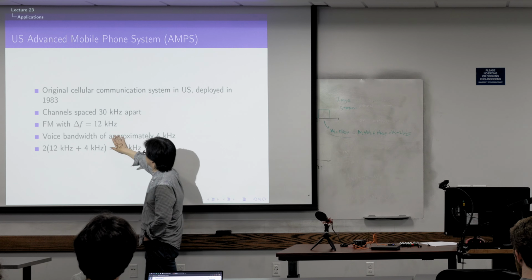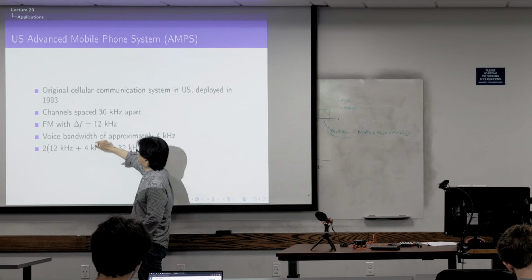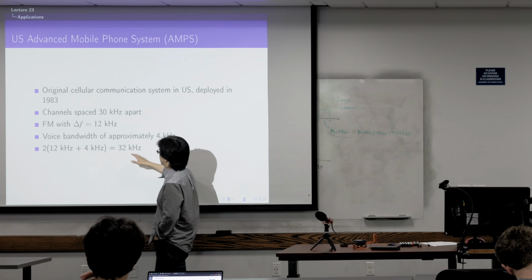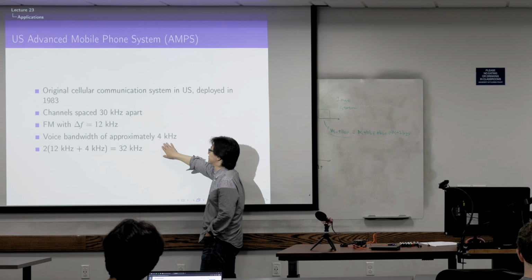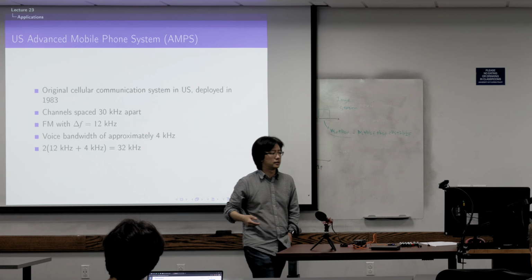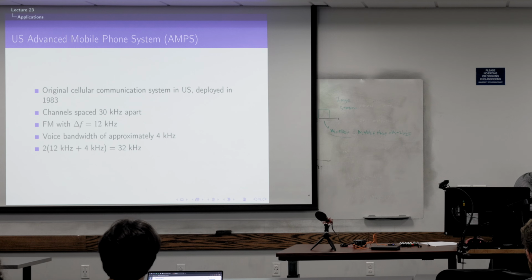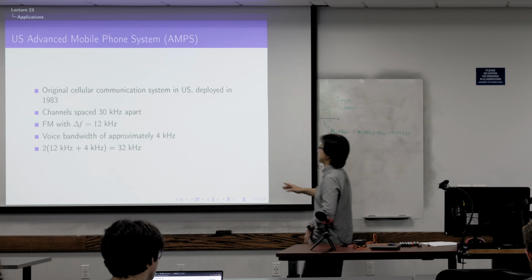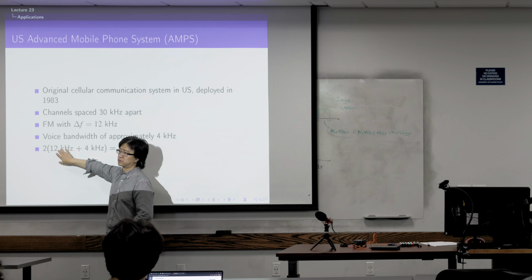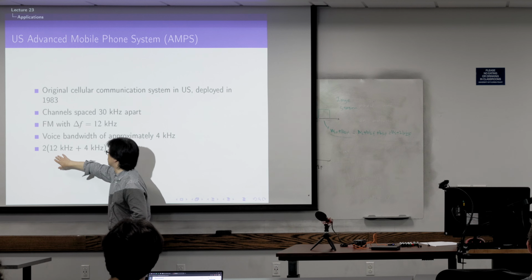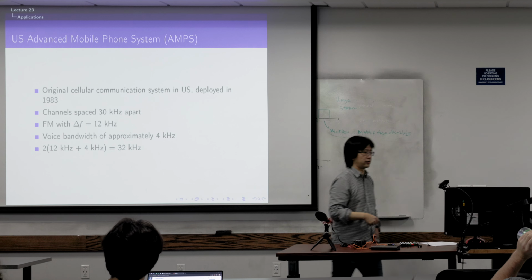In this case, the channel is based at 30 kilohertz, and we have a delta F of 12K. The voice bandwidth is generally 4K, and as we're going to see later, if we want to sample that, we need 8K. Since 4K compared to 12K is not negligible, we have to use Carson's rule to compute the bandwidth. It's 2 times (12 plus 4), so that's 32K. That's the bandwidth for our signal.